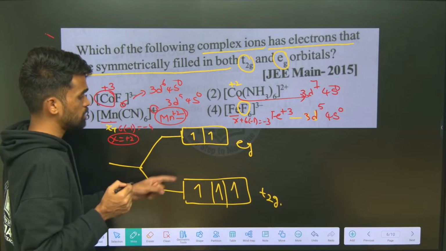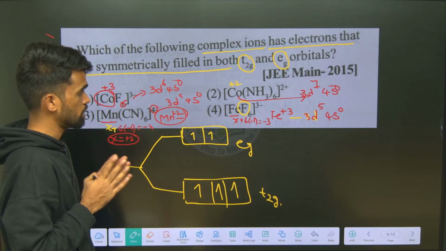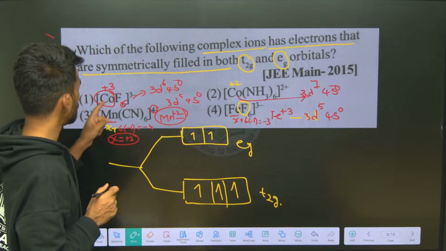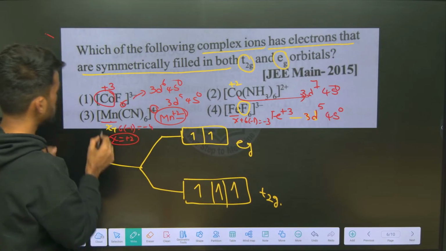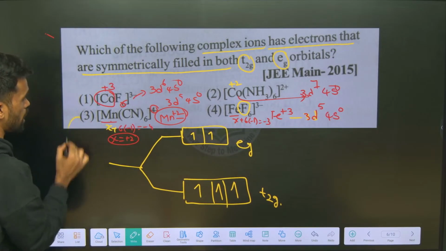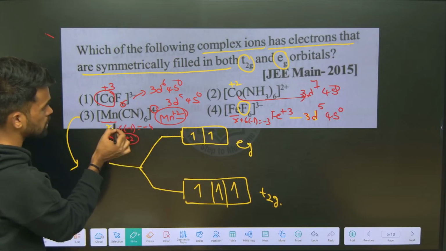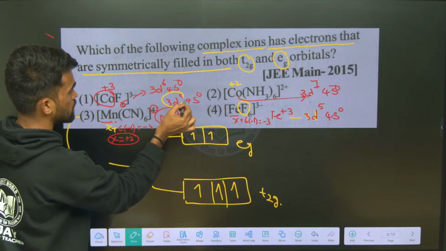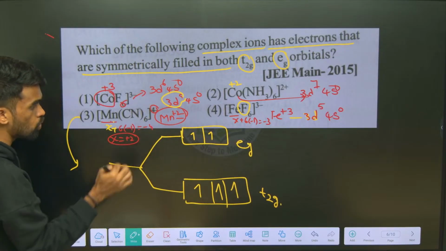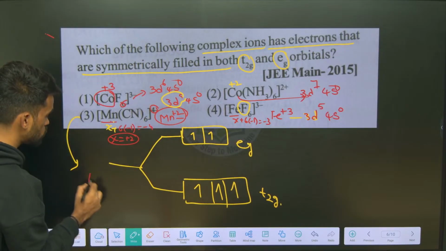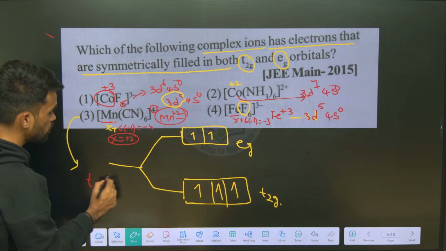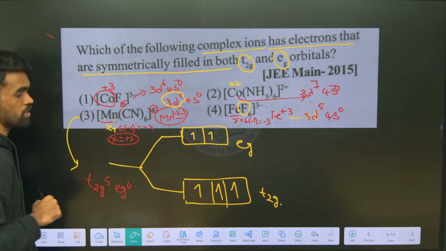This is a symmetrical distribution of electrons in the iron, fourth option. Now if you consider the other options, see in the manganese complex, what happens? You need to fill all these electrons. How many electrons? All the 5 electrons are there now. They should go into the lower energy level only, like t2g5 and eg0 electronic configuration you will get.